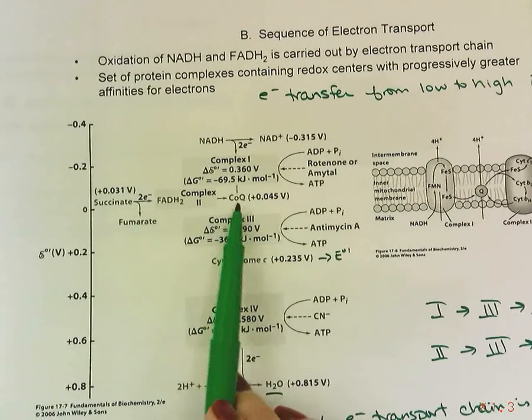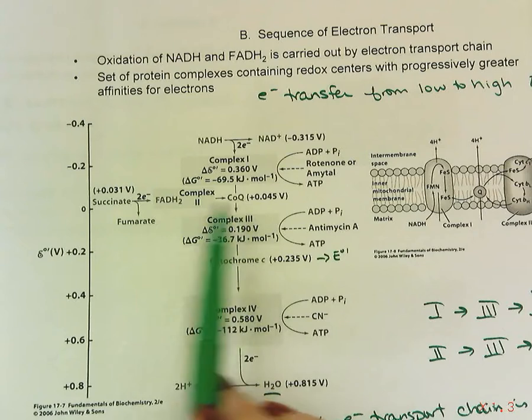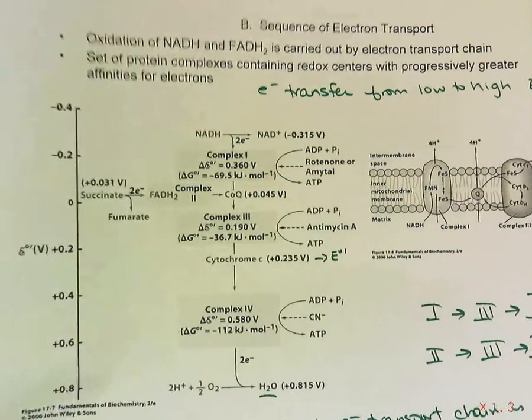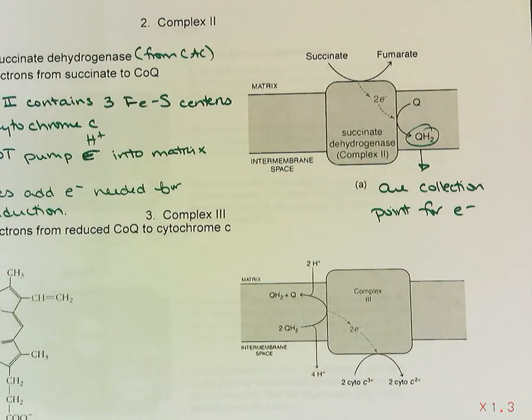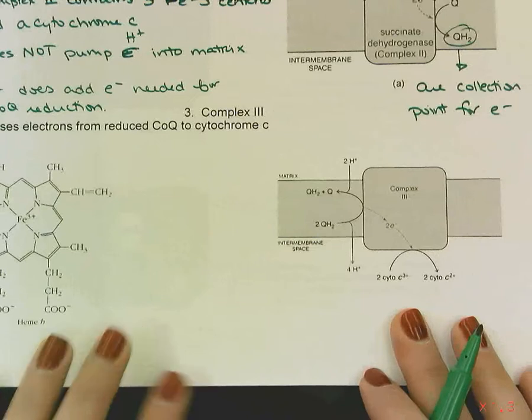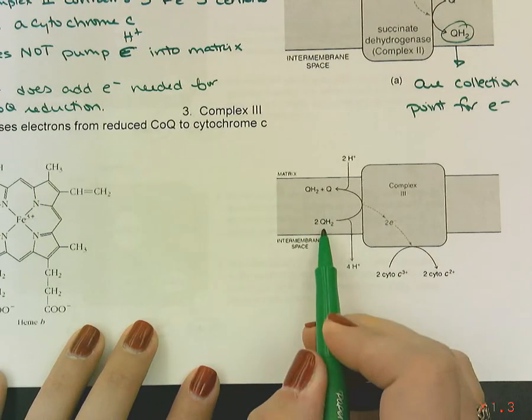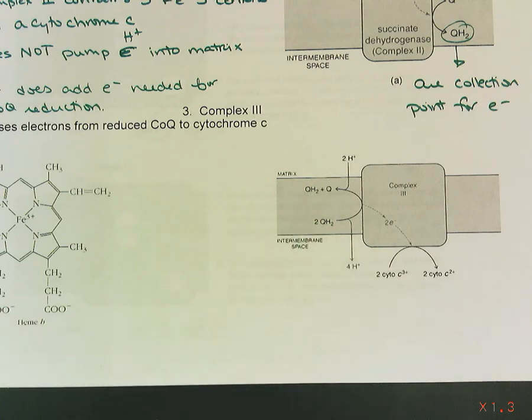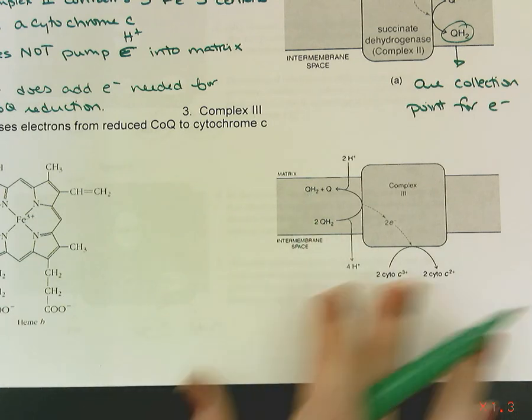Right, same thing here in this chart. Either I go complex 1 to CoQ or complex 2 to CoQ, and then 3, 4. So it's a collection point for electrons. So complex 3 is going to take all those electrons that have been collected in the form of QH2 and convert them back to Q so that they can go through the cycle again.